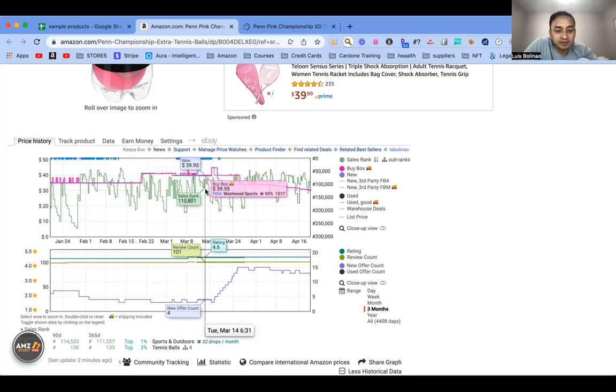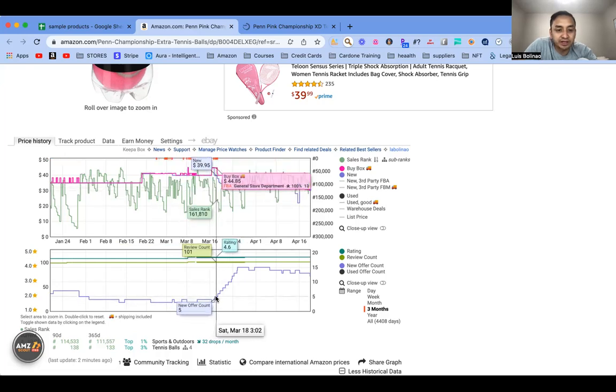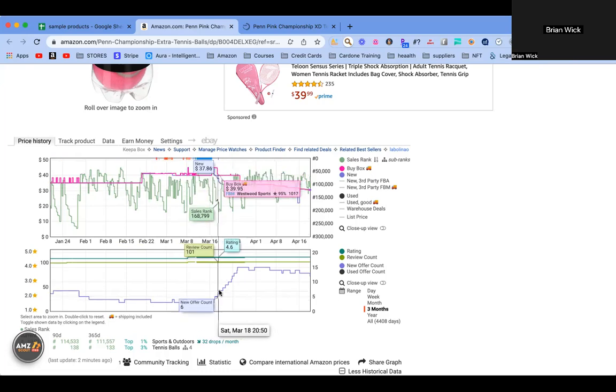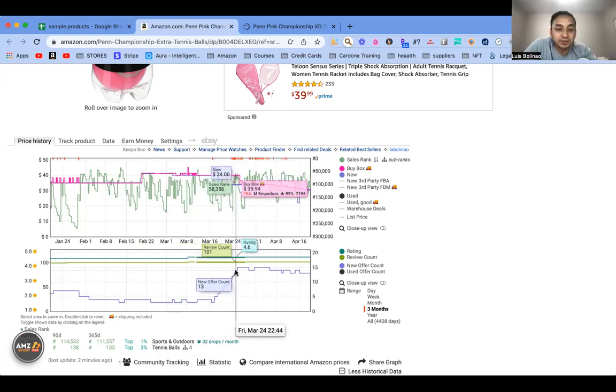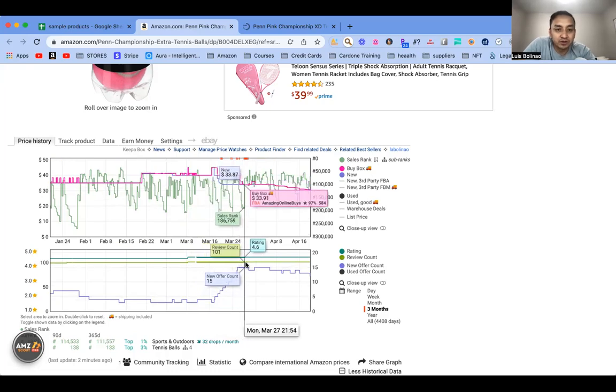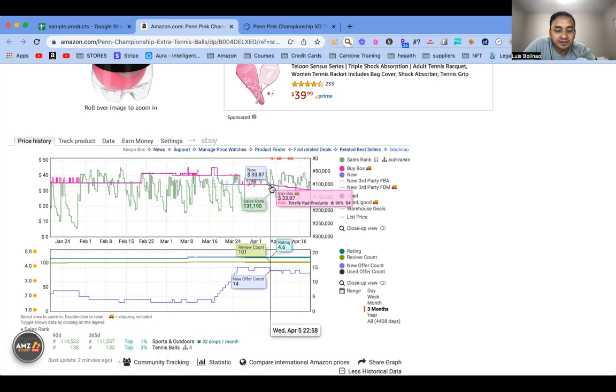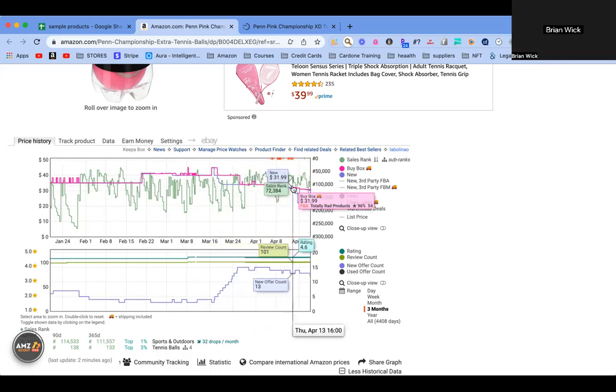And then at this point the seller count increased, right? From 5 or 3, it became like 13, 14 people. And then from here, if you notice, the price is starting to trend down. 40 bucks, it dropped to like 33, 32. I assume the supplier price went up or something, maybe.